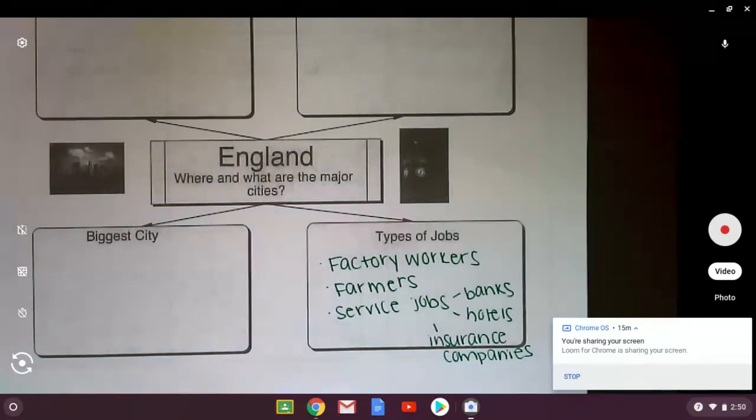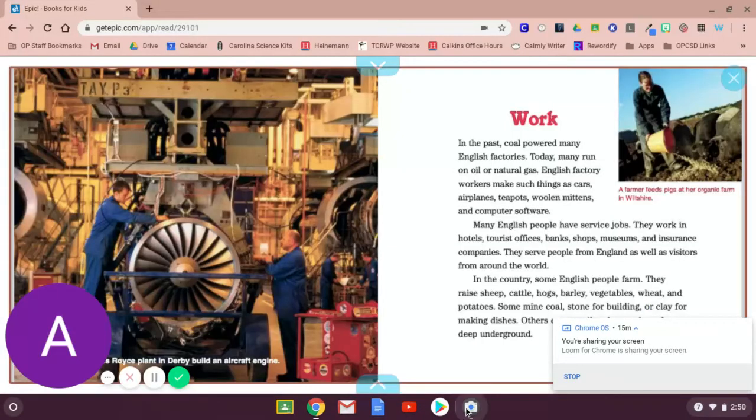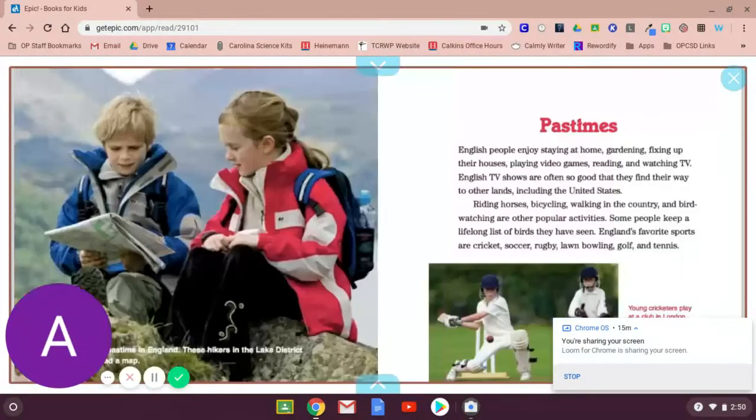Otherwise, let's keep rolling. I'm going to go back to my book, and this time I'm going to stop here at pastime. So before I even read this text, I see a couple of kids, looks like they're looking at a map, and I also see some people playing sports. So I'm going to guess that this section is going to be about maybe some activities or sports that they like to do or play.